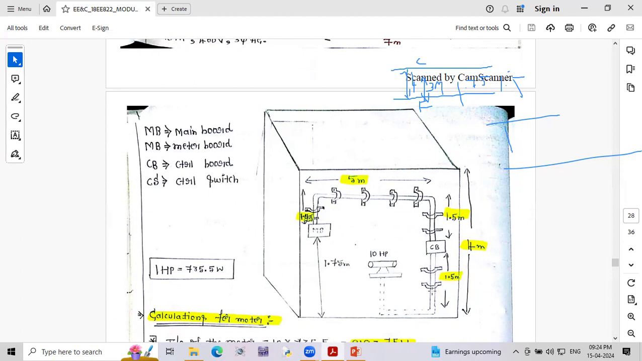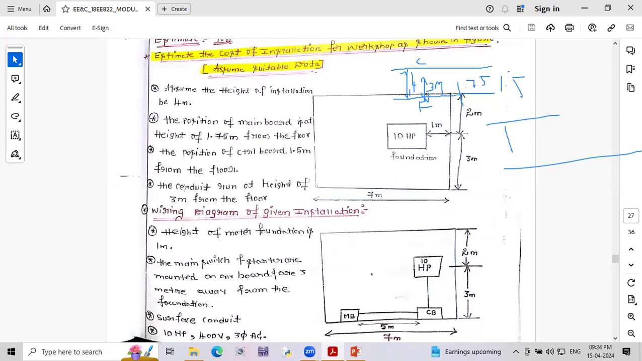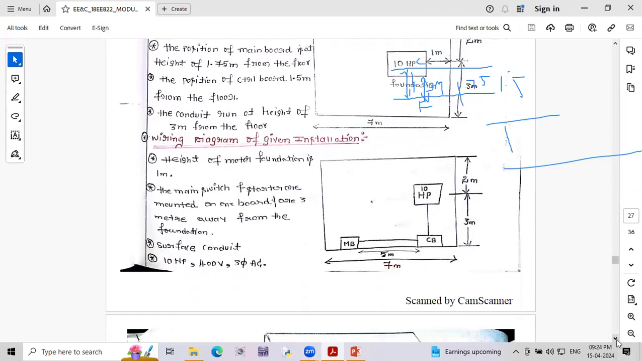ಗುಂಡಿ ತೆಗೆದು ಅದರೊಳಗಡೆ ನಾವು ಕಾಂಡ್ಯೂಟ್ ನ ಇಟ್ಟು ಅಲ್ಲಿಂದ 3 meters ನ ರನ್ ಮಾಡಬೇಕು. ಎಸ್ ಪರ್ ಅವರ್ ಅಸಂಪ್ಷನ್ 3 meters. The conduit runs at the height of 3 meters from the floor. ಓಕೆ, ಸೊ ನಾವೇನ್ ಮಾಡಬೇಕು 3 meters.